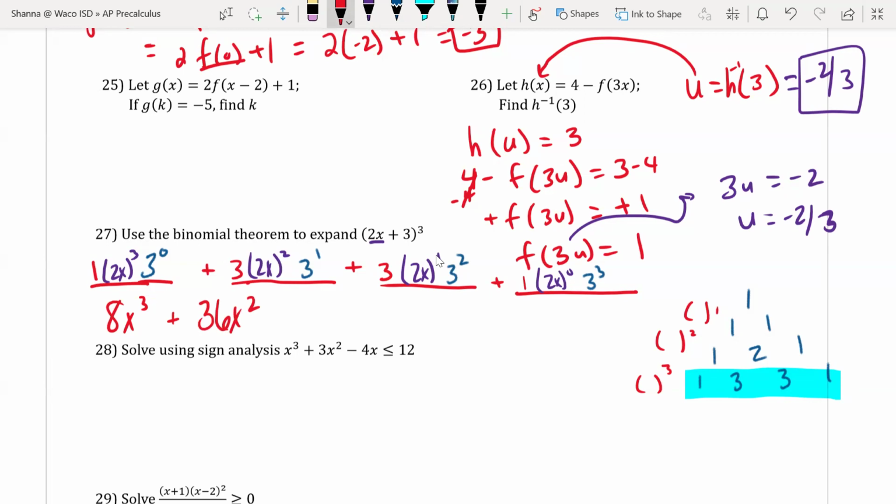Okay. 2 to the 1 is 2. 2 times 3 is 6. 3 squared is 9. 6 times 9 is 54. This is going to cancel out because anything to the 0 power is 1. So 1 times 27 is 27. And that is your binomial expansion.